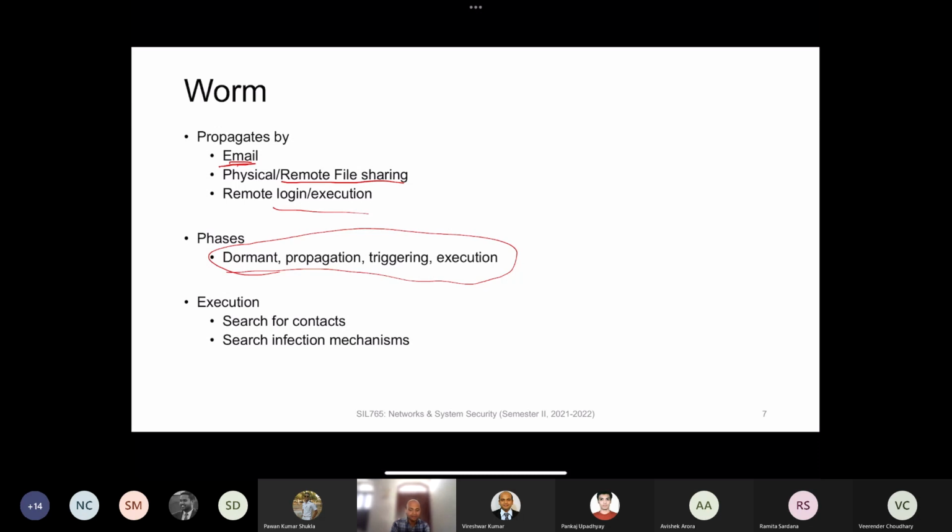Okay, and then what could be some of the things that could be done by a worm? Okay, so a worm can do many things, but just for illustration, we could say that it could search for all the contacts that your system has, and then share that information with an adversary. It can also try to figure out if there are some other vulnerabilities in your system.